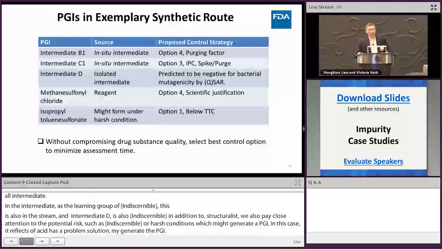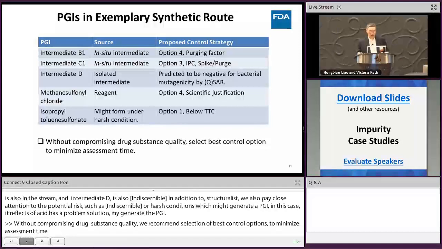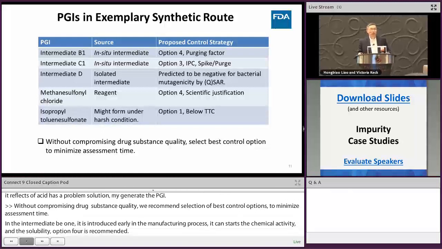Without compromising drug substance quality, we recommend selection of the best control option to minimize assessment time. Intermediate B1 is introduced early in the manufacturing process. It consists of stability, chemical reactivity, and solubility. Option 4 is recommended. Discussion of purge factor for the clearance of the impurity by the manufacturing process is required.